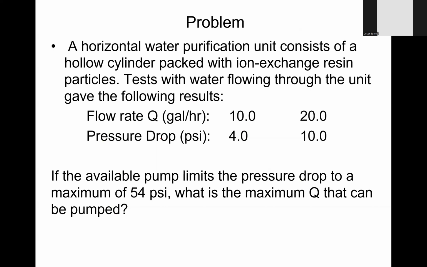One of them is when we already have a system, and you're trying to calculate a certain new condition based on existing conditions. So this is an ion exchange resin, and you see that you have two conditions that you have tested. 10 gallons per hour gives you a pressure drop of 4 psi. 20 gallons per hour gives you a pressure drop of 10 psi.